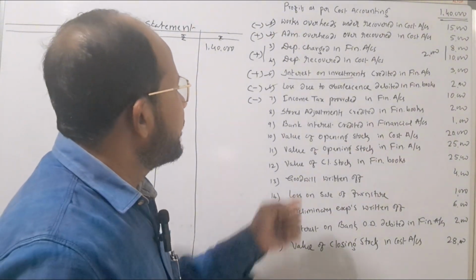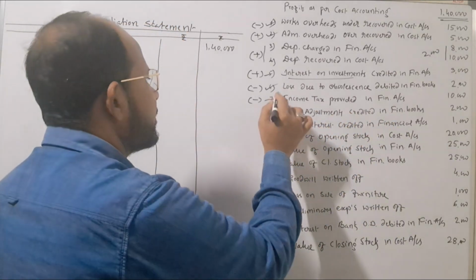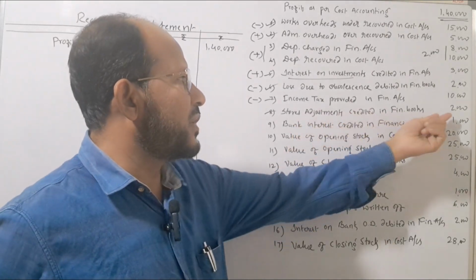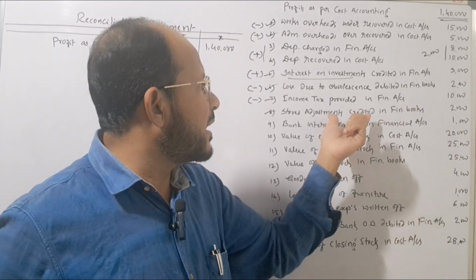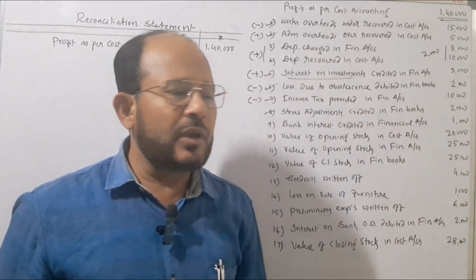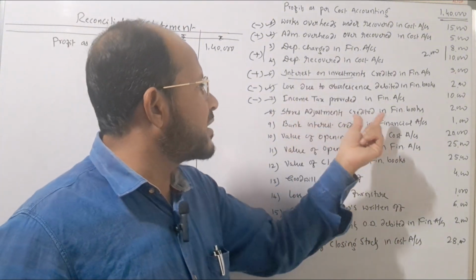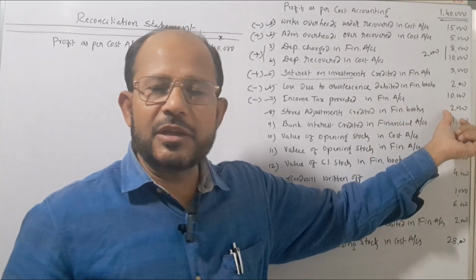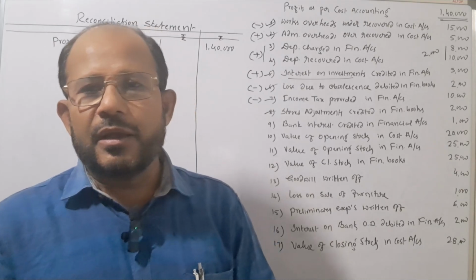Next one is stores adjustments credited in financial books. What is this? Stores adjustments credited in financial books, rupees 2,000 is there. After the stock verification, the company has come to know that excess stock is there. That is why here the stores adjustment of rupees 2,000 is credited. ಅದಕ್ಕಾಗಿ ಇದನ್ನ ನಾವು ಏನು ತಿಳಿತೀವಿ, ಇಲ್ಲಿ ಆದಾಯ ಅಂತ ತಿಳಿತೀವಿ. Rupees 2,000 is to be treated as income.